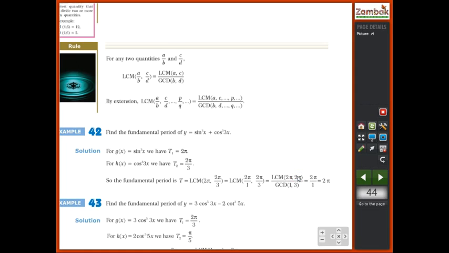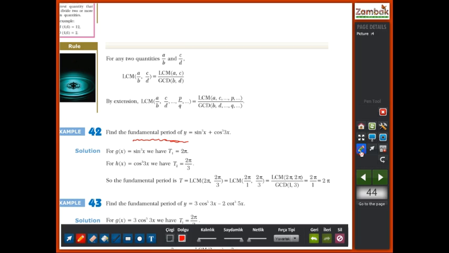Okay guys, how to find the periods of combined trigonometric functions like this one. To find the periods of combined trigonometric functions, first we have to find the period of each function. After that we have to find the least common multiple of these two periods.